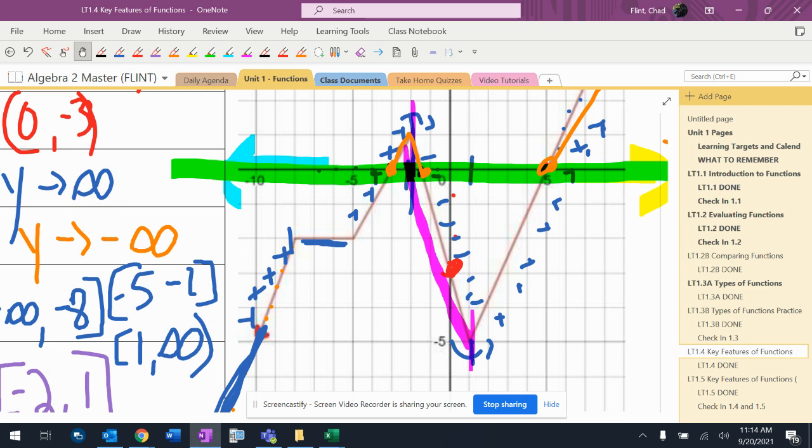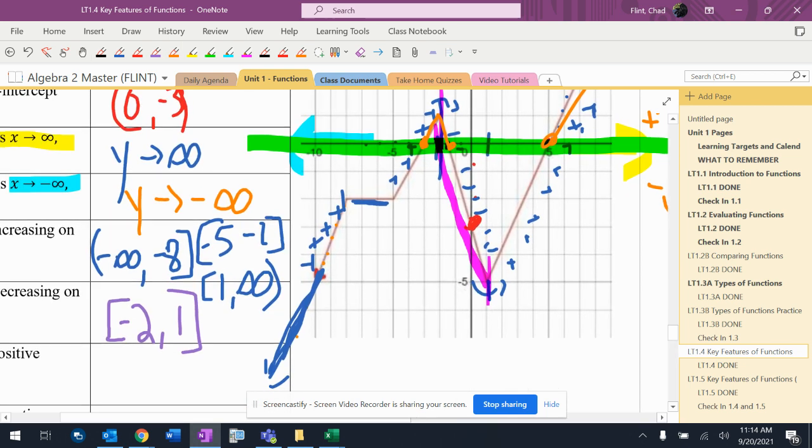So it's positive from negative 1, 2, 3. So negative 3 to negative 1.5, and those have parentheses because it's not positive on the axis. And then from 5 to infinity, it's also positive.